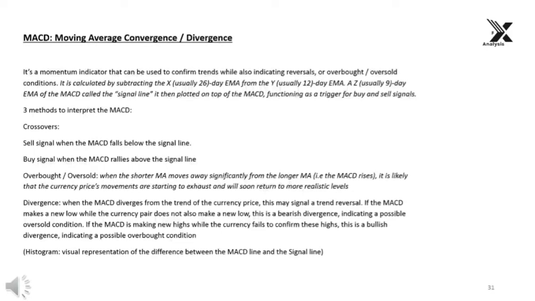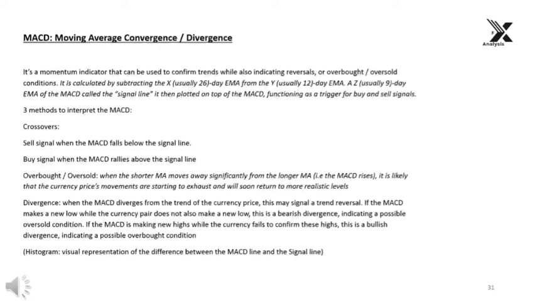Crossovers. Sell signal when the MACD falls below the signal line. Buy signal when the MACD rallies above the signal line. Overbought, oversold. When the shorter MA moves away significantly from the longer MA, it is likely that the currency price movements are starting to exhaust, and will soon return to more realistic levels.